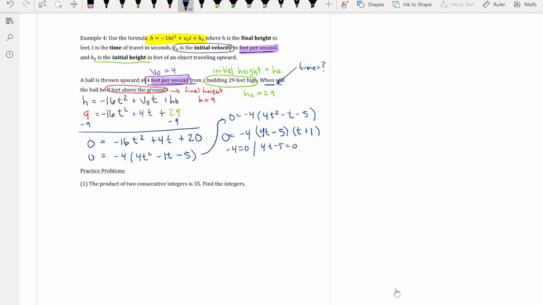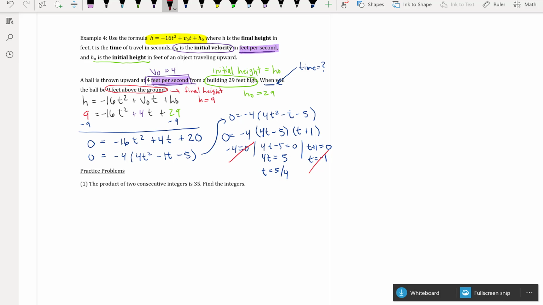4t minus 5 is equal to 0. So then my 4t is equal to a positive 5. So t is equal to 5/4. t plus 1 is equal to 0. So t is equal to a negative 1. And remember, time cannot be negative. So negative 1 doesn't work.